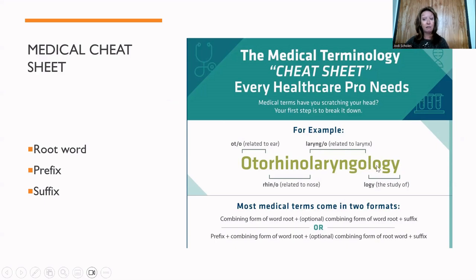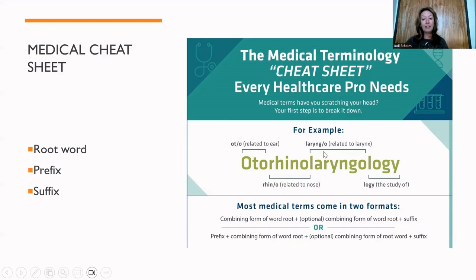Ology, the study of, like biology, right? And then OTO, O or OTO, often related to the ear. So, what do you think this means? It's an ear, it's the study of the ear, nose, and throat. Now, I have never even heard this. That's probably why they use ear, nose, and throat doctors. But yeah, so otorhinolaryngology. Otorhinolaryngology.